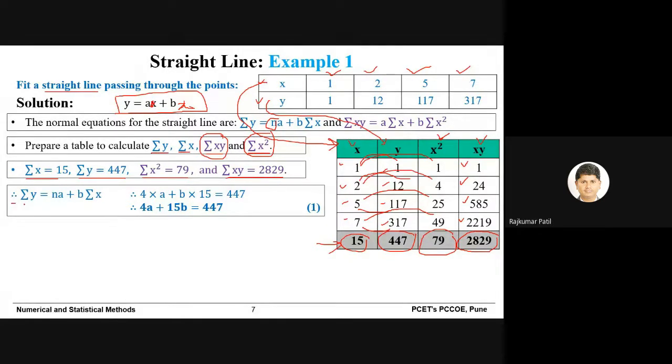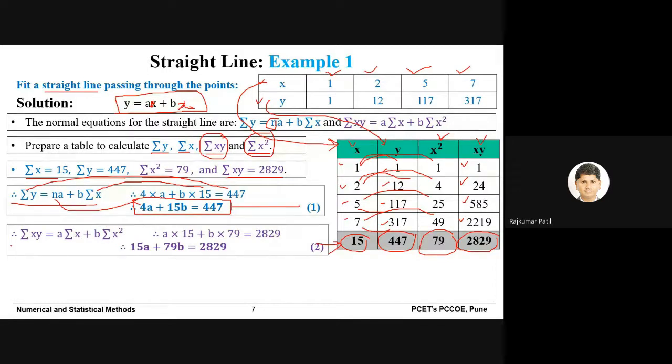So this is normal equation number 1. Here you can see n is equal to 4, the number of data points is 4. A and B are unknown. Summation x is 15 and summation y is equal to 447. So upon simplification, you will get 4a plus 15b is equal to 447. Let's call this equation number 1.